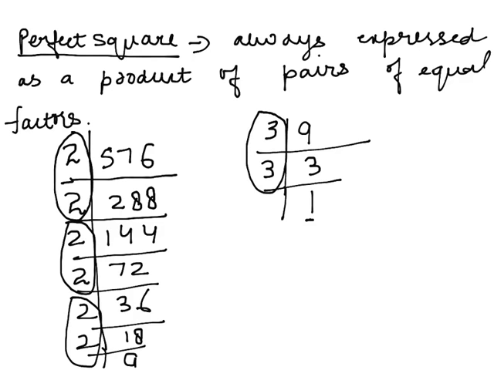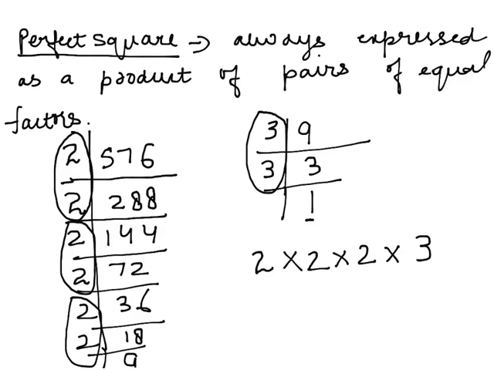So we will write down each pair as a single number. Here we have one pair of 2, so we will write 2. Then, multiply. Here again we have 2 in a pair, so we write 2. Here we have one more 2 in a pair, so we write 2. Then we have 3.